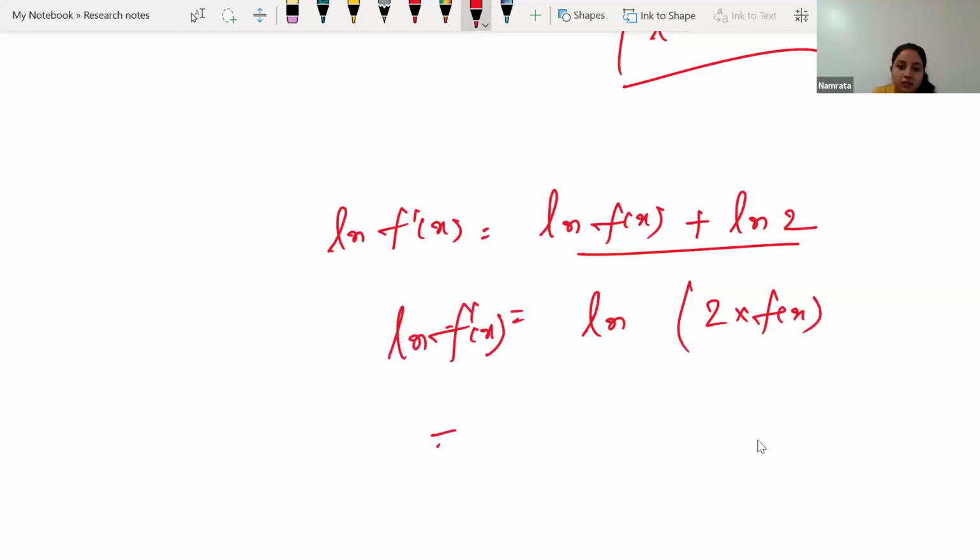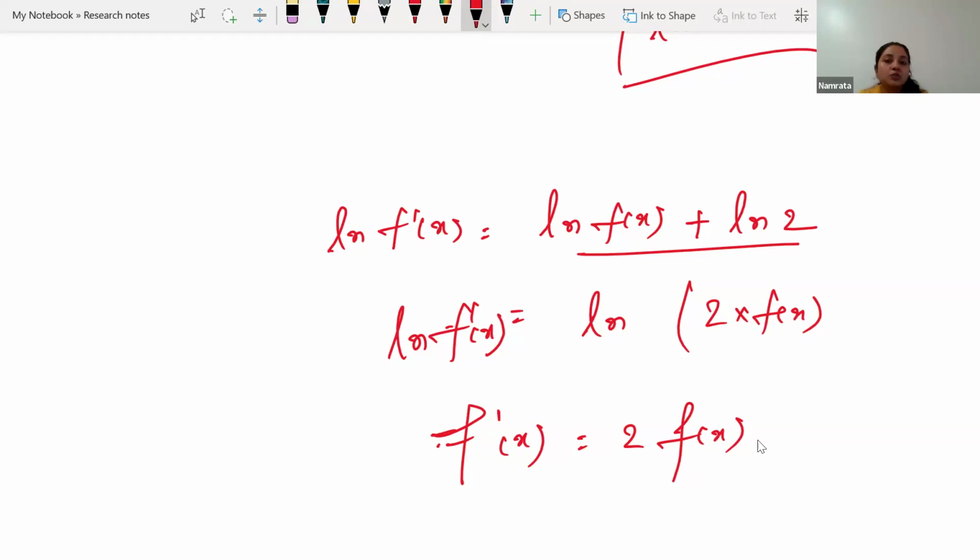And here we are having log here, log there. So we can write f dash x is equal to 2f of x. Okay, this is how we can write it. Now you can see f dash we are having, f of x we are having.